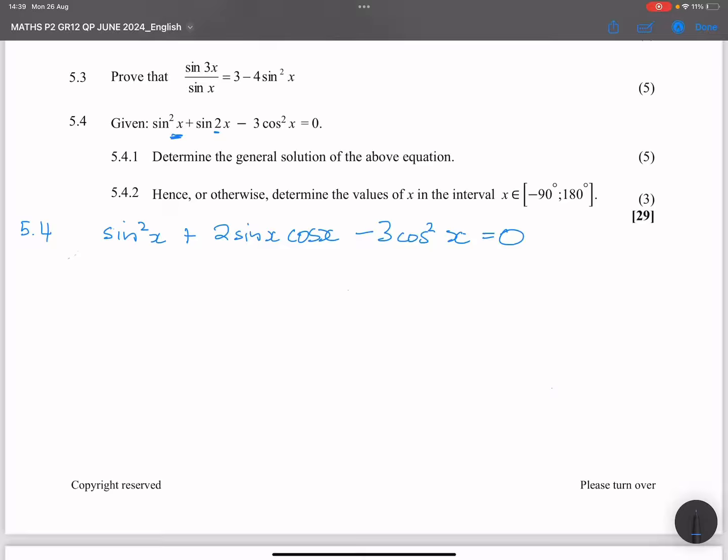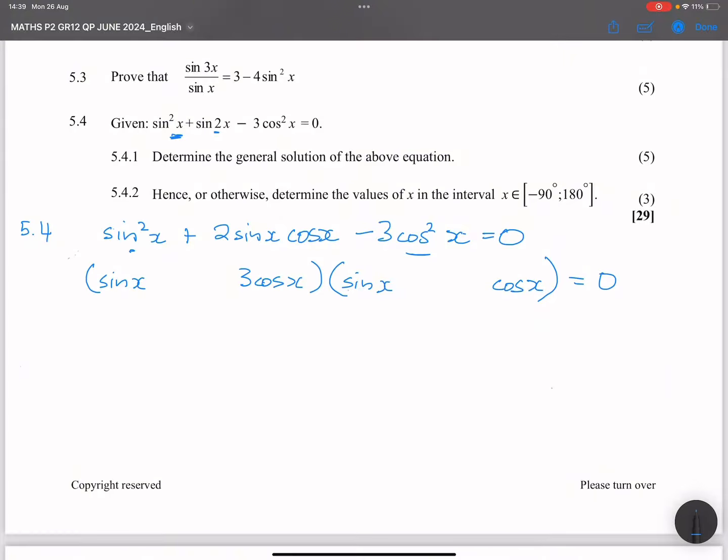I'm sure you can see that this is a quadratic equation, ladies and gents, right? So how do I solve this quadratic equation? I have to factorize. Sine squared of x gives me sine x and sine x. And 3 cos squared of x, one of them has to be 3 cos x, and one of them has to be just cos x.